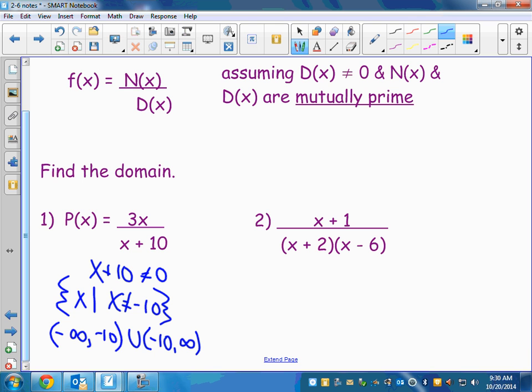What about number 2? What can't x be? -2 and 6. What if that was multiplied out? You might actually have to factor the denominator. This one I worked out nice for you.